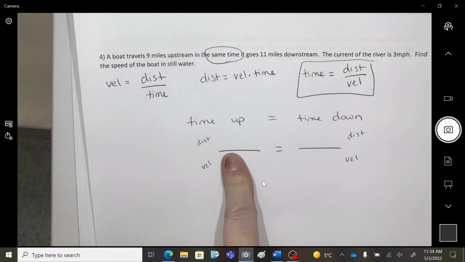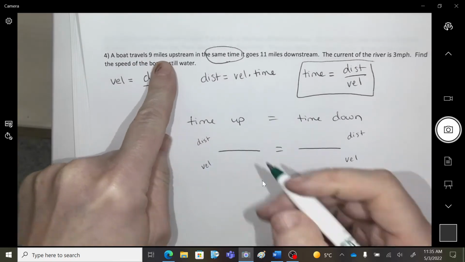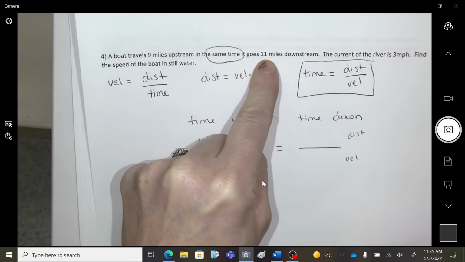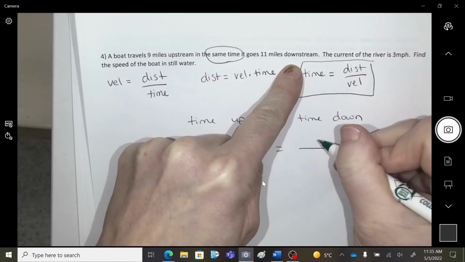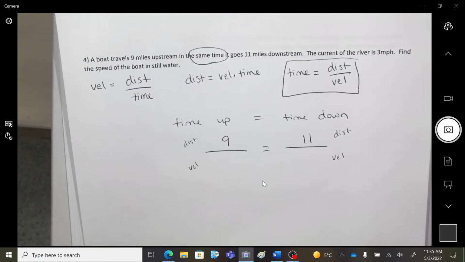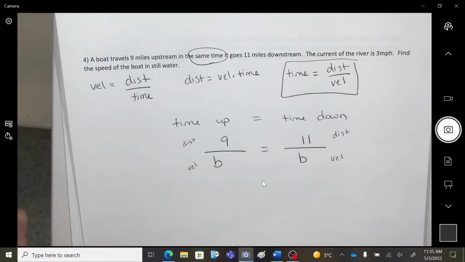So what's the distance that they're going to go when they go upstream? So a boat travels 9 upstream. The same time it would go 11 downstream. So 11 downstream. And we have the speed of our boat, but we have some current, the water current. Okay, so I don't know the boat speed, so the velocity is the boat.